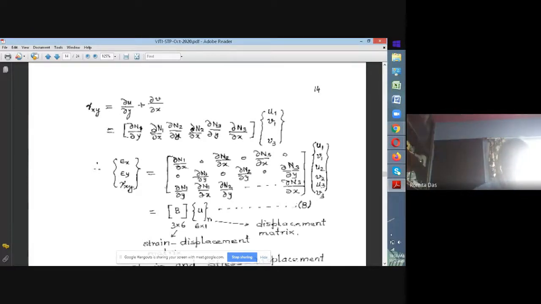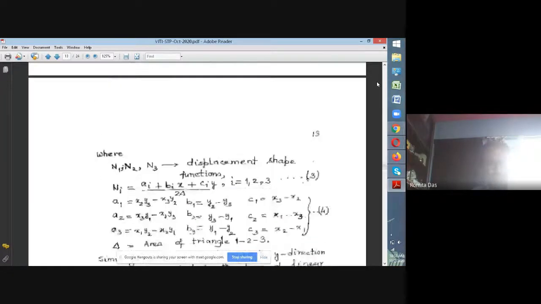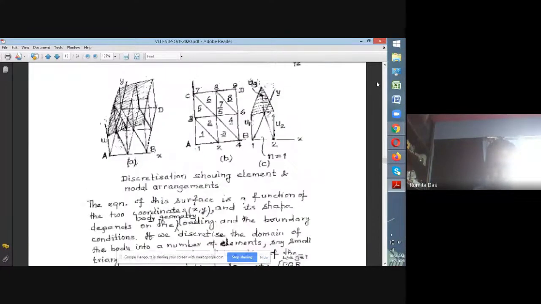So the last part of this lecture, we talked about the CST element, the constant strain triangular element. That means we approximated the surface. If you remember that picture which I had showed you, the actual surface is doubly curved. It could be a doubly curved surface over the patch of the element.